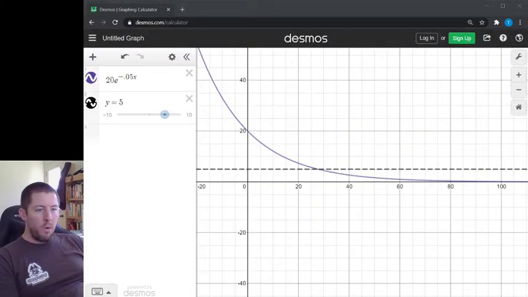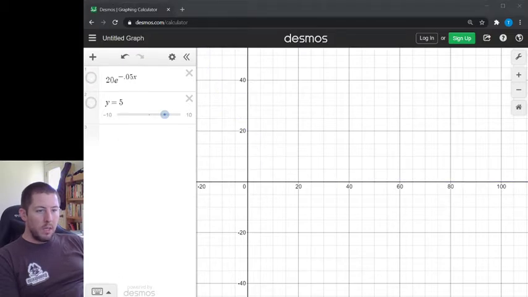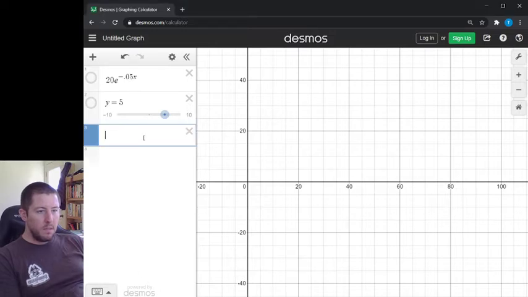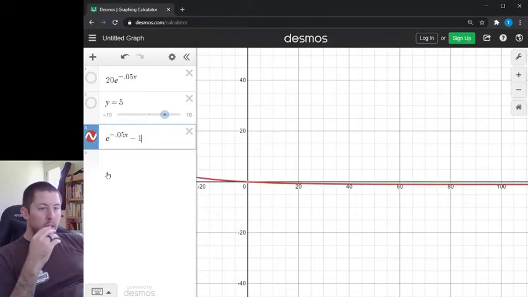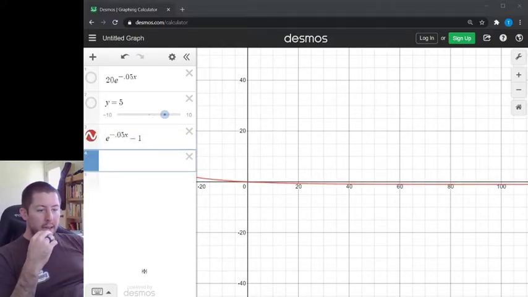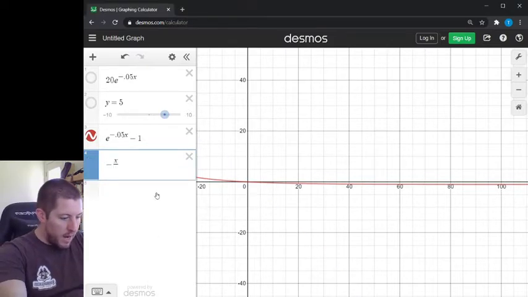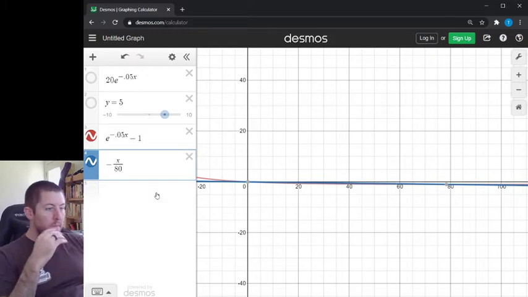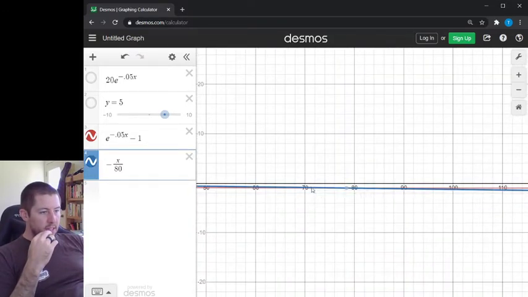So over in Desmos, I am looking for, and let me just turn these off, but keep them. We are looking to plot e to the negative 0.05 x minus 1, and I'm comparing this to negative b over 80, or negative x over 80. And what I am interested in knowing is where is their intersection. I just saw it right there.